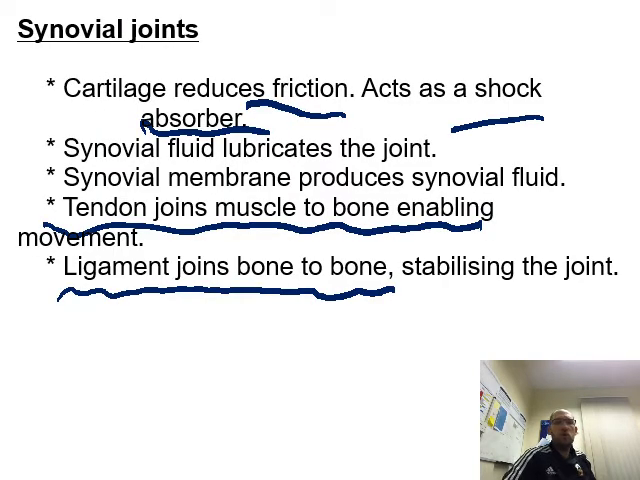Now looking at our synovial joints, we've just talked about this. Cartilage reduces friction and acts as that shock absorber. Synovial fluid lubricates the joint. The synovial membrane produces synovial fluid. Tendons join muscle to bone, which we've just talked about, and ligaments, which we talked about in more detail, join bone to bone. So we need to make sure we don't get these two mixed up. That's a very easy mark to give away.